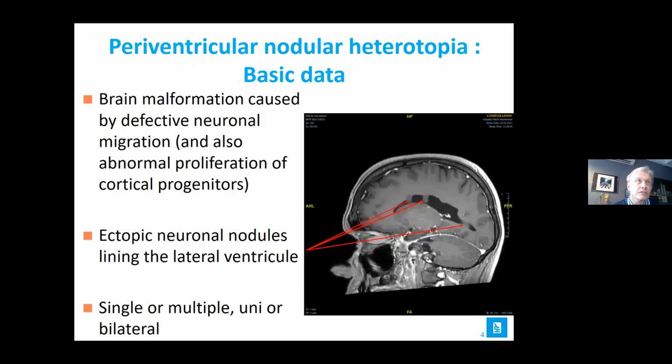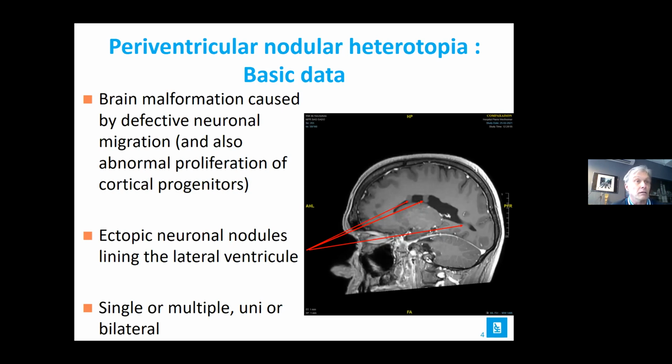The first chapter to start with, as everyone knows: periventricular nodular heterotopia do belong to the group of malformations of cortical development, and they consist in brain malformation caused by defective neuronal migration, which is well known, but also by abnormal proliferation of cortical progenitors. This results in the presence of ectopic neuronal nodules lining the lateral ventricle, as can be seen in this typical example from our cohort.